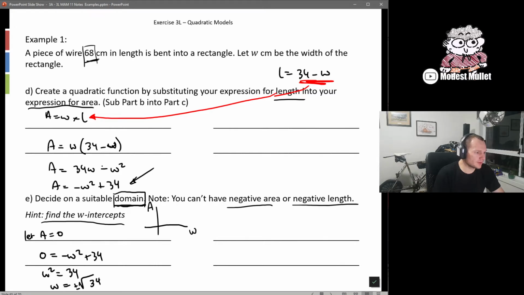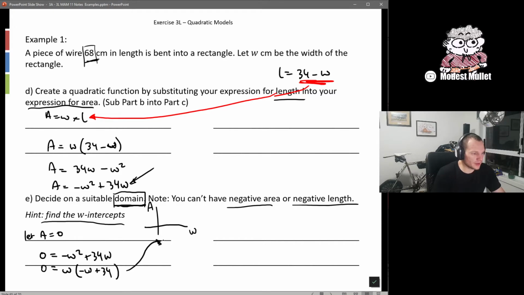Oh, that's what I've done. There's a w here that I've left off right there. I apologize. Okay, that's going to change how we factorize this. I knew the answer didn't seem right. So we get 0 is equal to w bracket w plus 34.